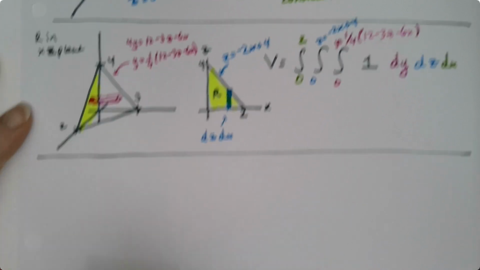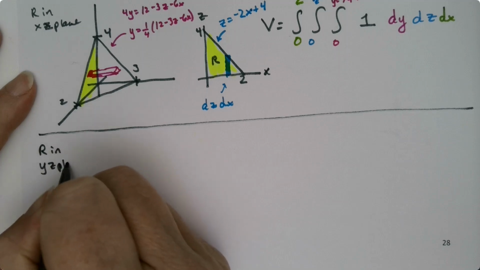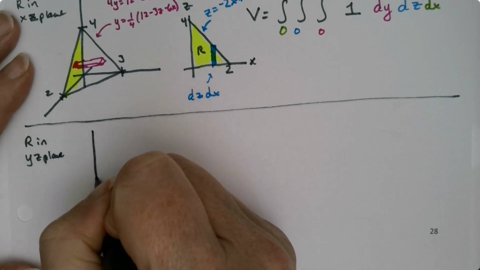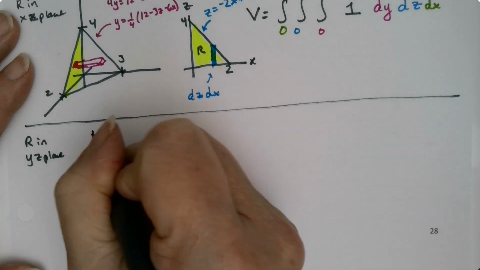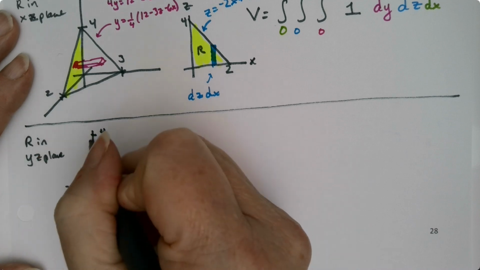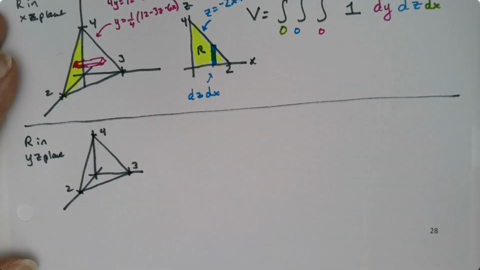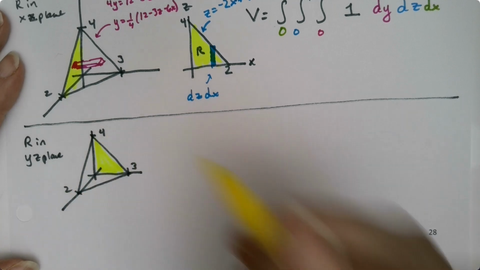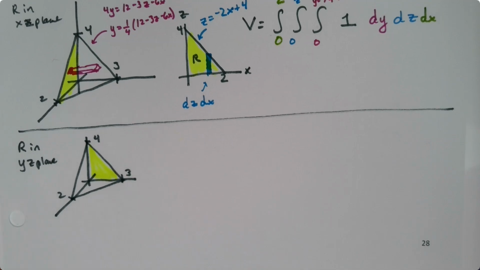All right, let's do it one more time. Let's put R in the YZ plane. Okay, so, and this will be the one we'll actually find. So we have 4 up here. We have 2 over here. We have 3 over here. Same tetrahedron every single time. But this time, we're going to have that back wall be our plane, our region.